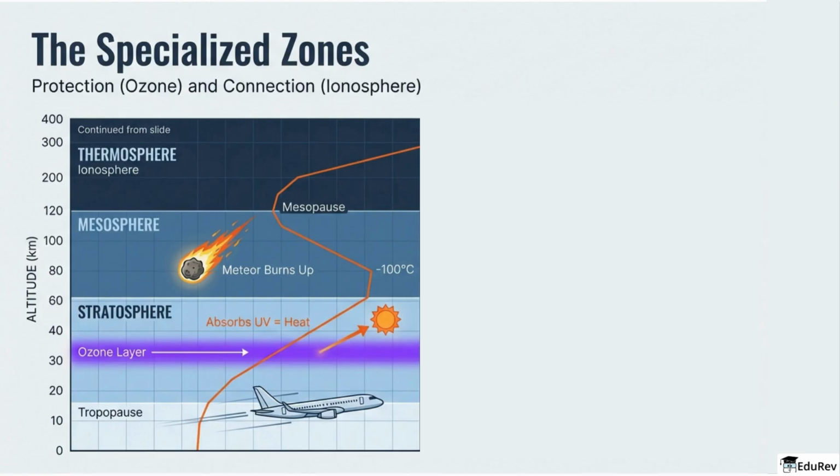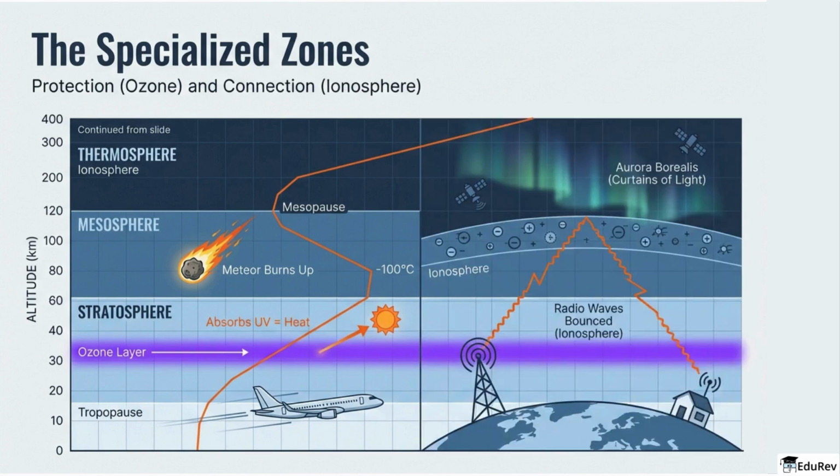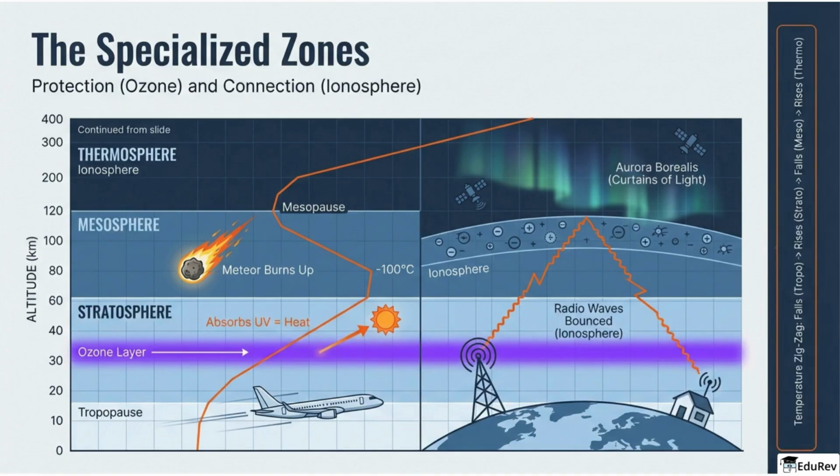In the thermosphere, the ionosphere matters. It's full of charged particles, and that's why phenomena like aurora borealis appear and why radio waves can reflect over long distances. If you remember only one pattern, retain the temperature zigzag. Down in troposphere, up in stratosphere, down in mesosphere, up in thermosphere.